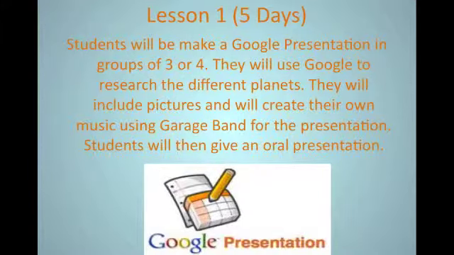On day 5, the last day of this lesson, the students will share what they have learned through the process by showing their Google presentation while also giving an oral presentation.